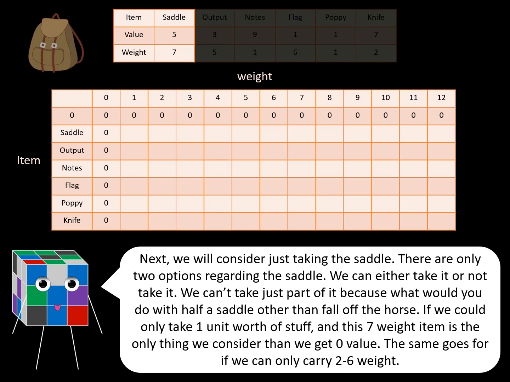Next, we will consider just taking the saddle. There are only two options regarding the saddle. We can either take it or not take it. We can't take just part of it because what would you do with half a saddle other than fall off the horse? If we could only take 1 unit worth of stuff, and this 7 weight item is the only thing we consider, then we get 0 value. The same goes for if we can only carry 2 to 6 weight.